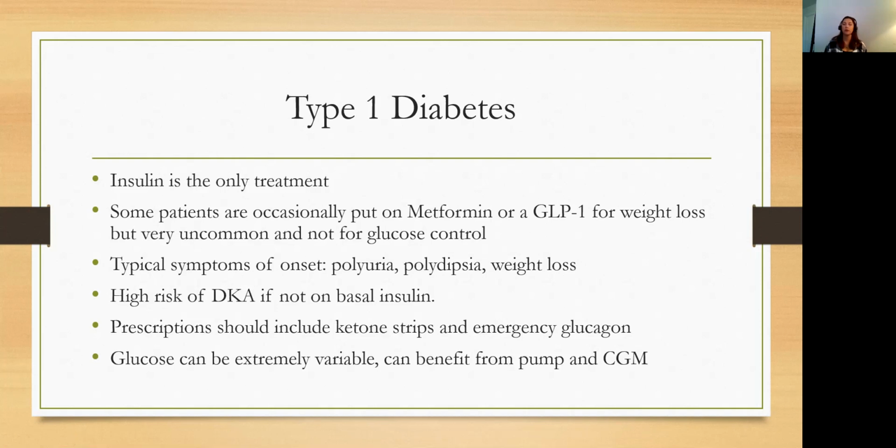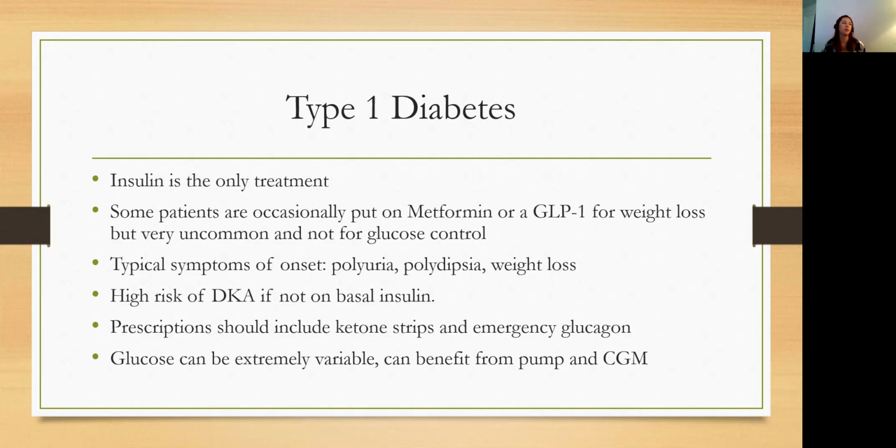Typical symptoms of a new diagnosis of type 1 diabetes are going to be polyuria, polydipsia, and weight loss. And this is a pretty common scenario. So a lot of patients that come to see me who are a new diagnosis, I ask them, well, what was going on? And they're like, well, I was peeing all the time. I was really thirsty and I lost like 20 pounds in a month. So that's a pretty common set of symptoms.